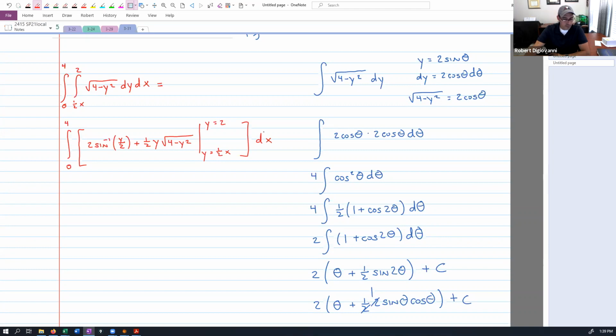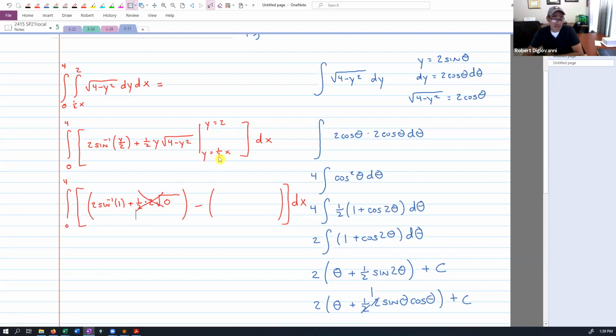Wow, right? Wow. Integral 0 to 4. Okay, we're going to plug in now. So let's plug in 2 first. Plug in 2, I'm going to get 2 arc sine of, let's see, 2 over 2 is 1, so arc sine of 1, plus 1/2 times 2, and then square root of, what's it going to be if I plug 2 in here? 0, right? Okay, that's good. That makes me happy because that goes away.